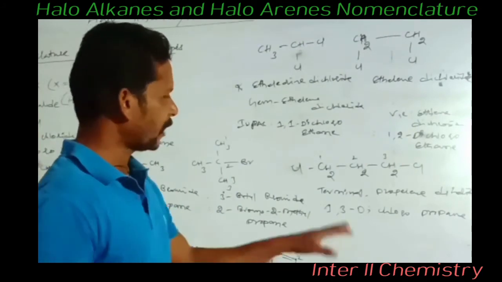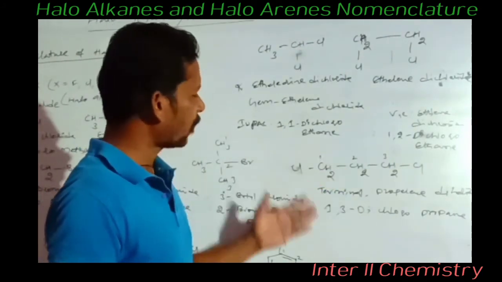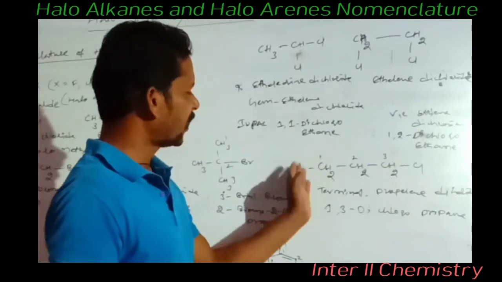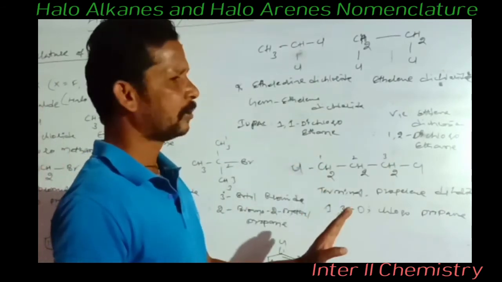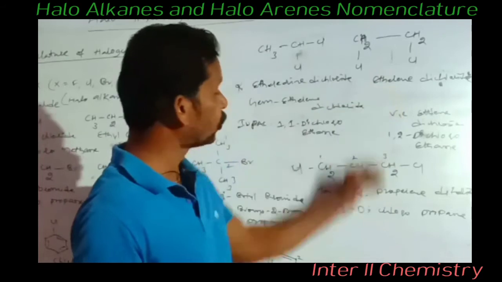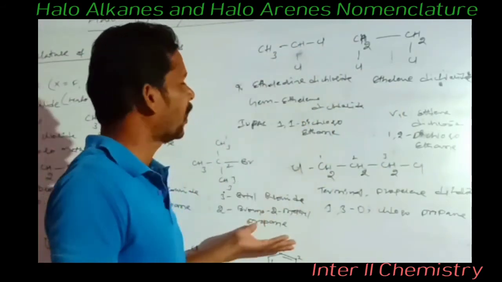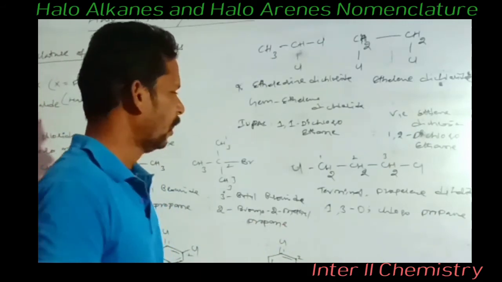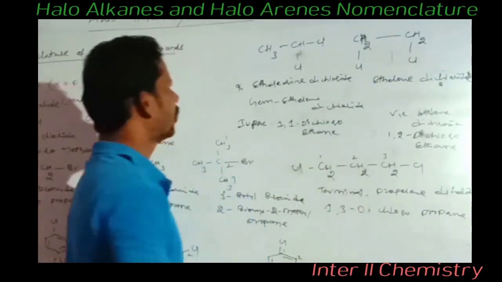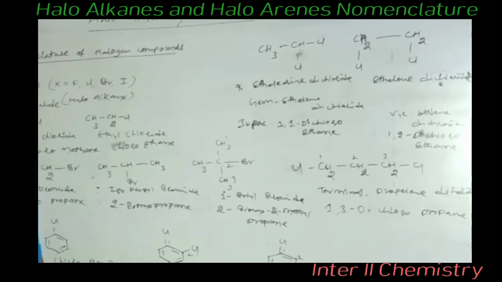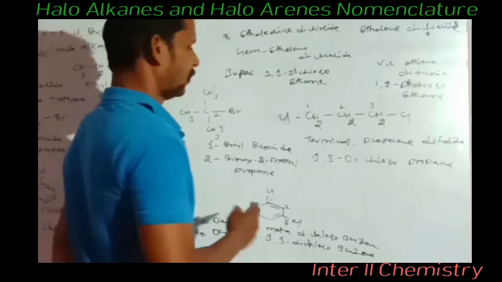Okay. So the term terminal is used if there are 3 carbons or more than 2 carbons. You have to use terminal. If it contains only 2 carbons, we need not use the term terminal. Right? Okay. So this is the nomenclature of haloalkanes and haloarenes. Yes, some other examples we discussed in the classification also.